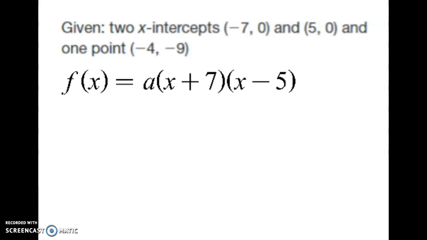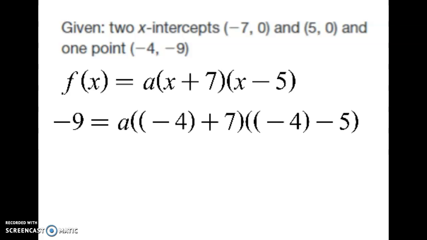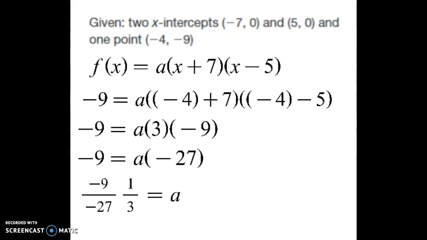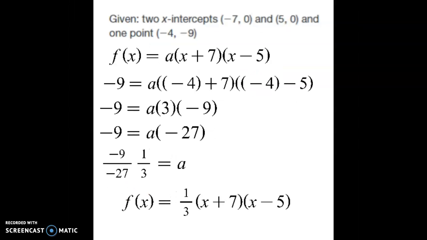So we're going to do some substitution next. So in the case of both x's, we substituted in -4. In the case of f of x, we substituted in -9. Now we need to simplify and find out what our a value is. Let's do that. As we solved and simplified, we came up with a is +1/3. And so now what we can do is substitute that back into our original equation. So we'd have f of x equals 1/3 (x plus 7)(x minus 5). And there you have it.